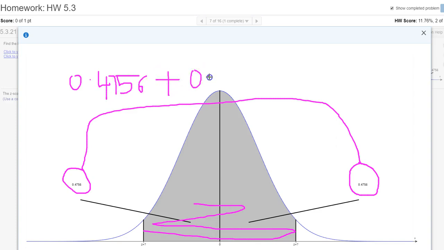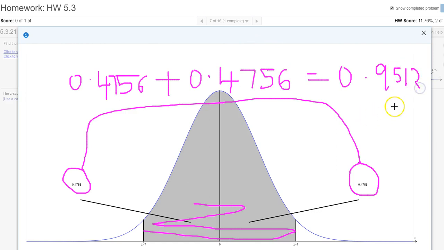plus 0.4756. So what I have to do is add these two areas because that's the total area in between. And once I do that, 0.4756 plus 0.4756, I end up with 0.9512. Once I have this area, this is the area that I should put into my StatCrunch calculator because this is the total area here.